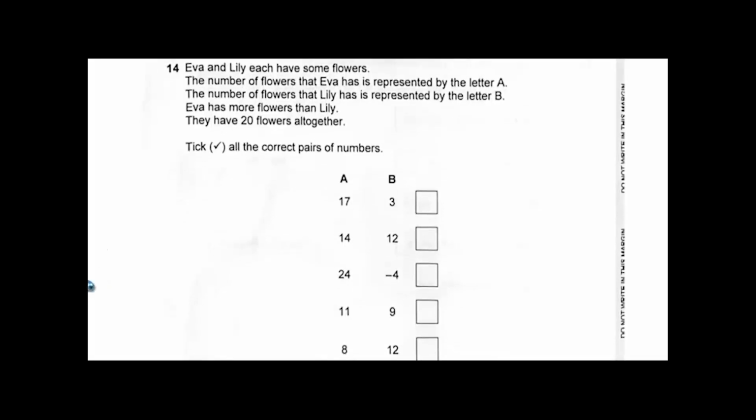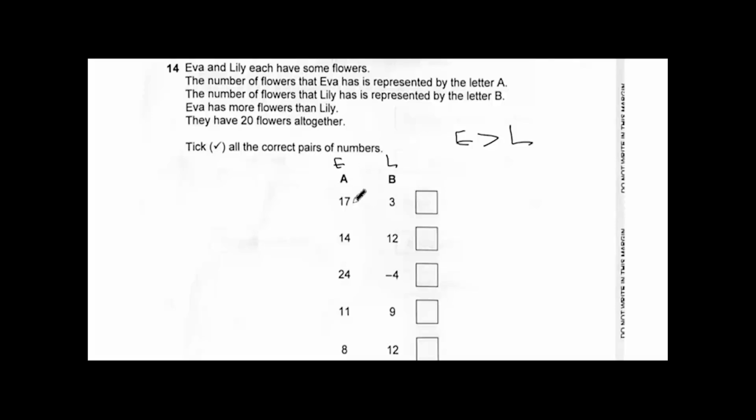Eva and Lily each have some flowers. The number of flowers that Eva has is represented by the letter A. So letter A is for Eva. Let's put letter E here. That's for Eva. And then the number of flowers that Lily has is represented by the letter B. So let's put L for Lily here. Eva has more flowers than Lily. They have 20 flowers altogether. That is their total. Tick all the correct pairs of numbers.